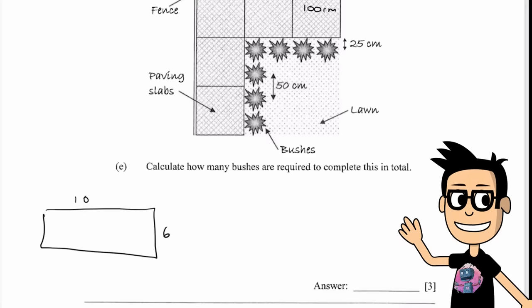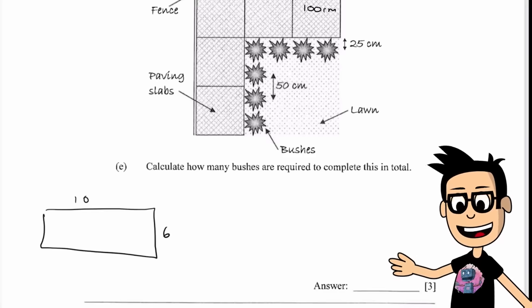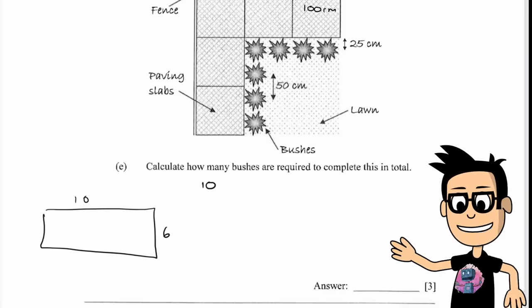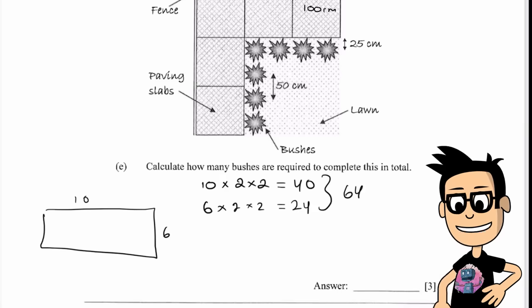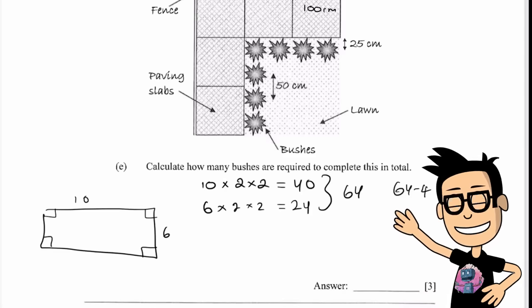And as each bush has a 50 centimeters gap from its neighboring bushes, we're halving this value, which means we'll now take 10 multiplied by 2 and 2, as we're taking half of that value, which gives us 40, and 6 multiplied by 2 and 2, which gives us 24. Once we've added these new dimensions, we get 64. But again, we have to make sure that we remove our duplicates. By removing the duplicates, we get 64 minus 4, which gives us 60. And that there is our answer.